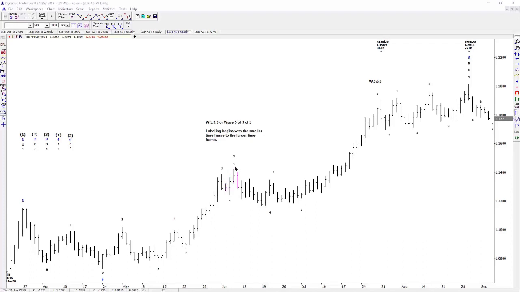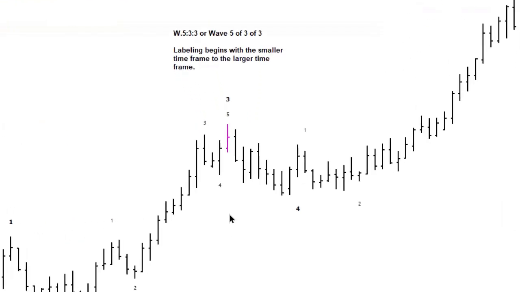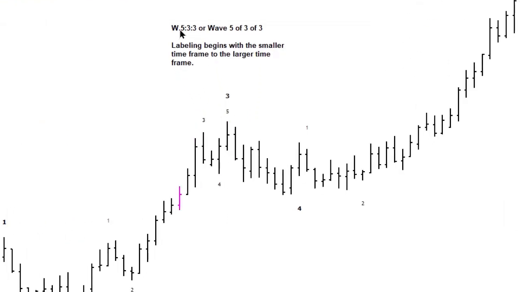So this is a 5 of the wave 3 of the wave 3. So it's the 5 of 3 of 3. We began the 3 back here where the 2 is. So it begins with the smallest to the larger. Another way to write it is wave 5 of 3 of 3. But this is the typical convention you'll see.